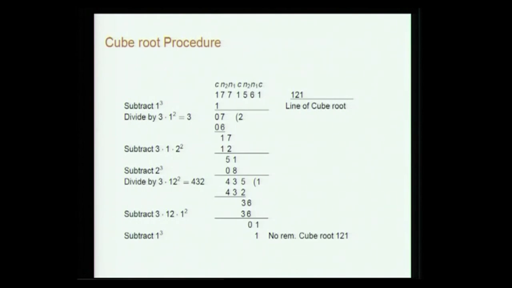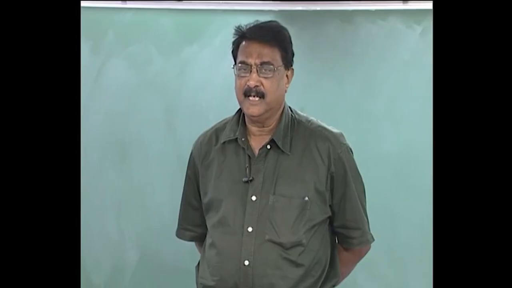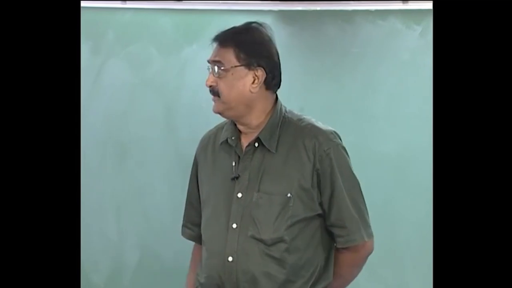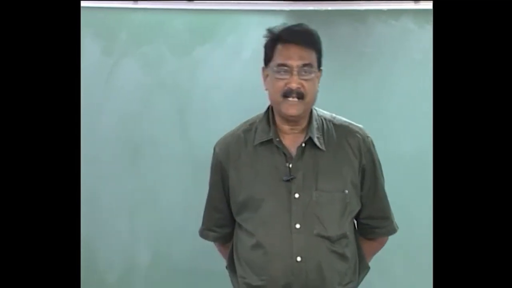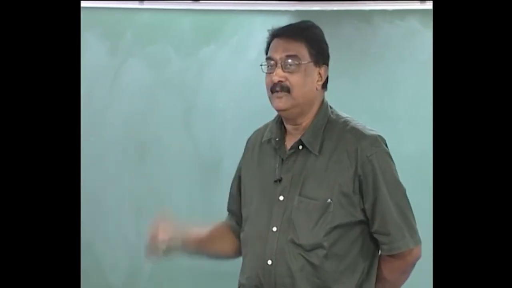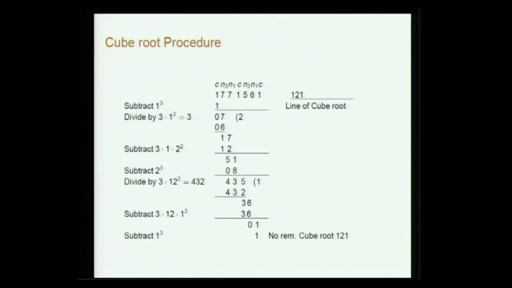I do not have to explain, as the same example has already been done, so I will skip the details. You just have to take the first cubic term, a term whose cube is less than that. Here the first C is 1, but sometimes it may be as many as 3 digits. If it is a single digit, of course, it has to be only 1 or 2, and the cube root will be 1 or 2, the first digit of the cube root.